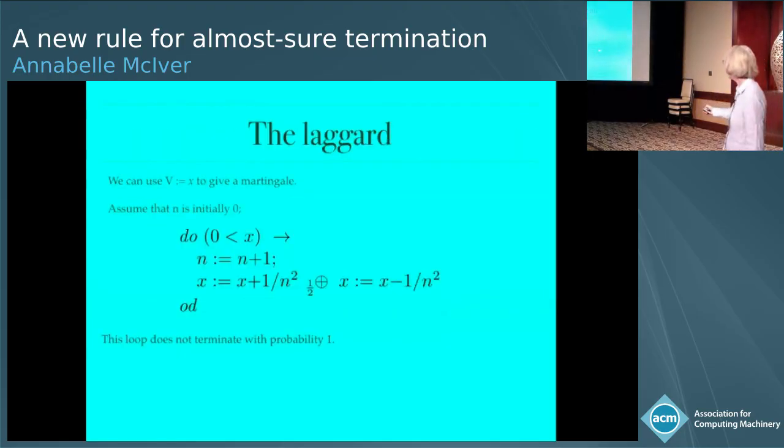wrong button. So this is a martingale with respect to this program, but it doesn't terminate with probability 1, because what's happening is that the steps become so small that we get this sort of Zeno behavior, and really the variable stays more or less where it started.